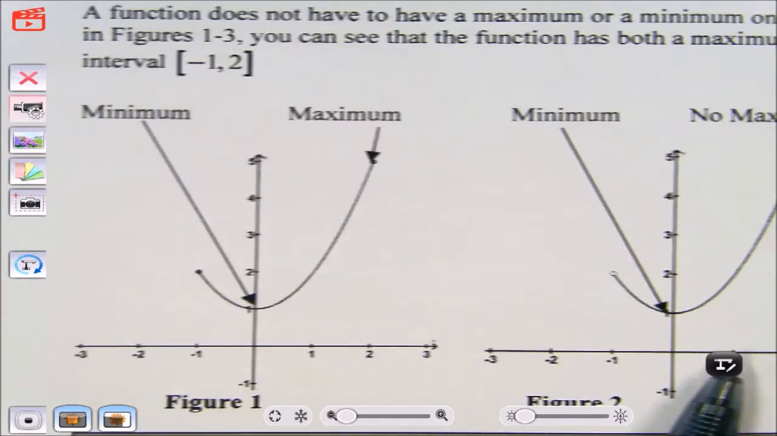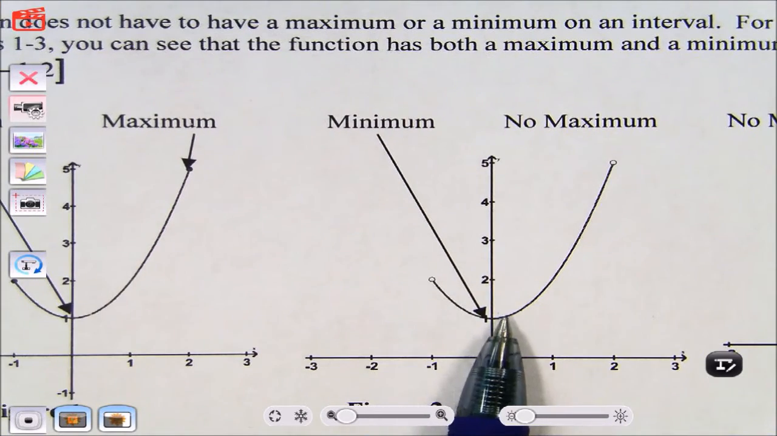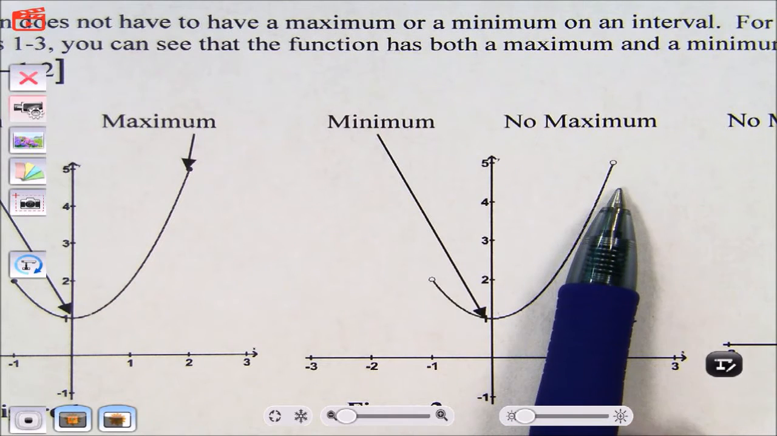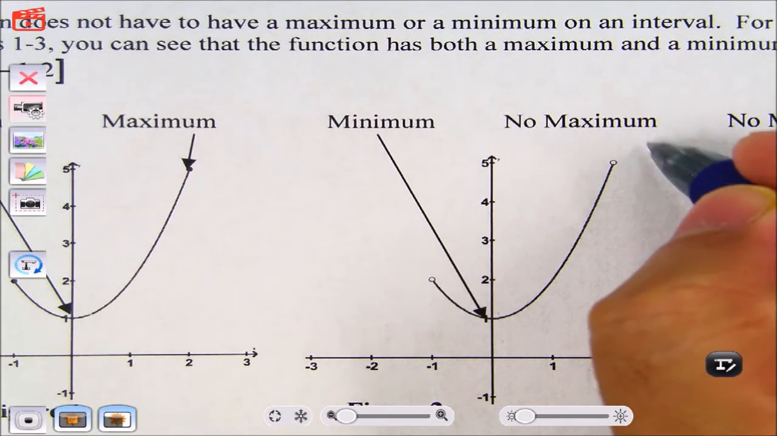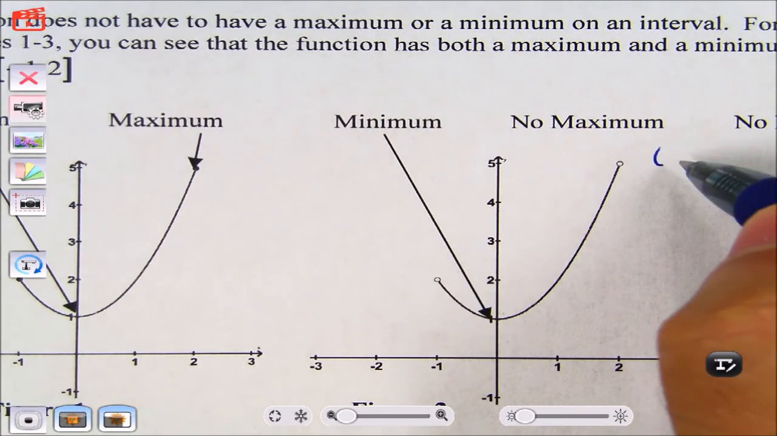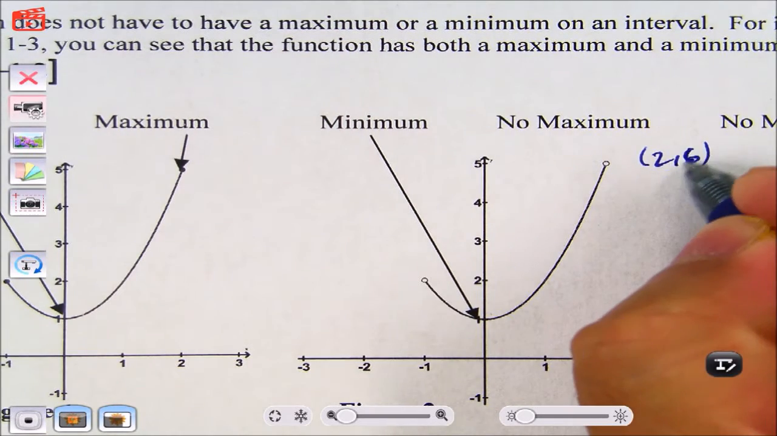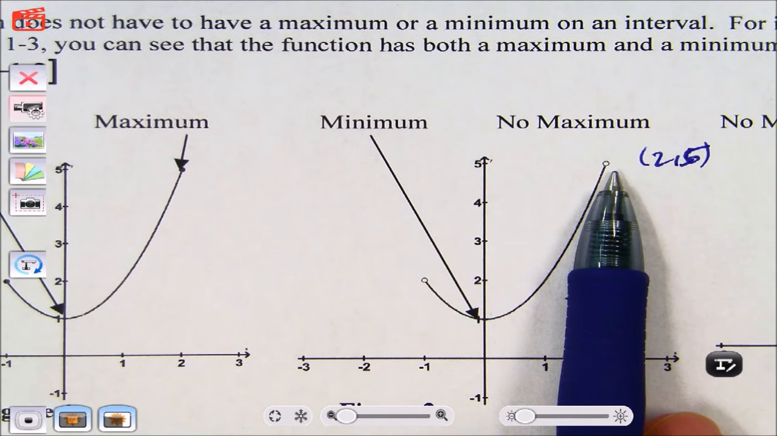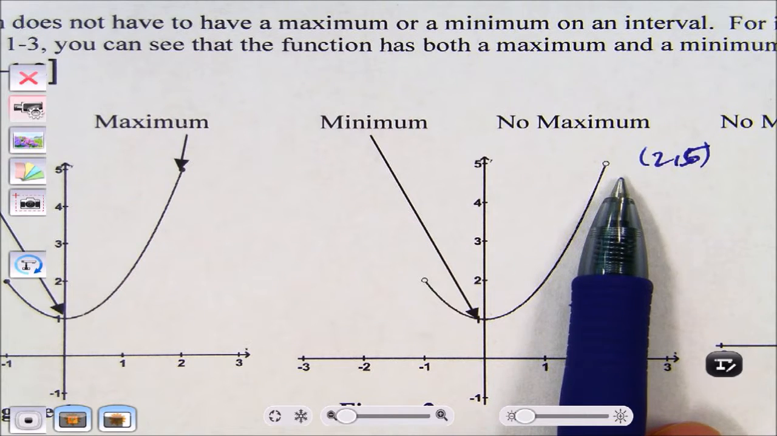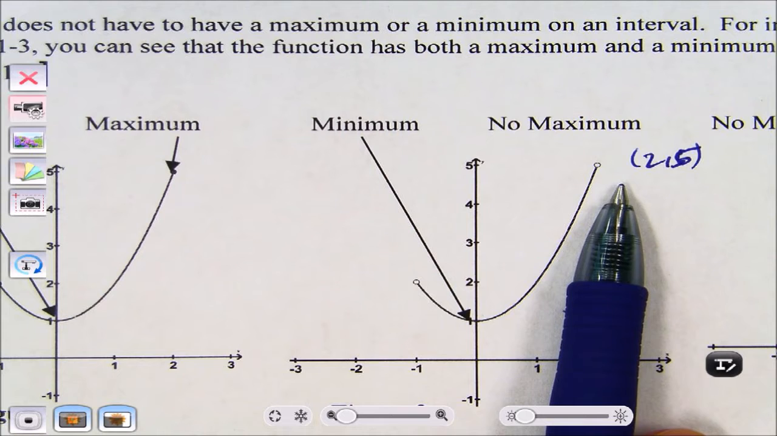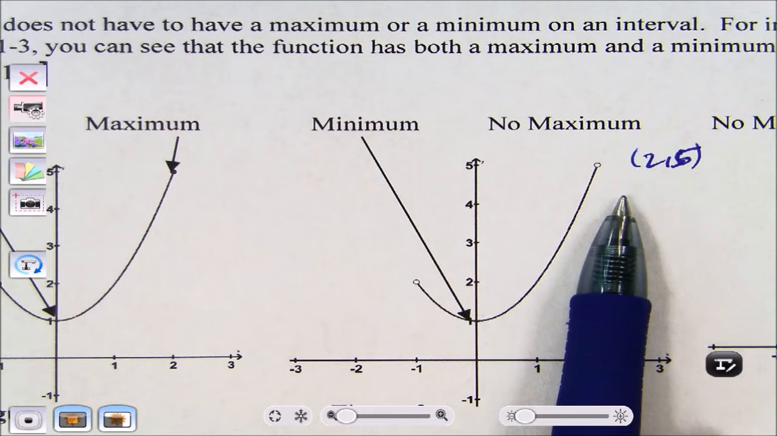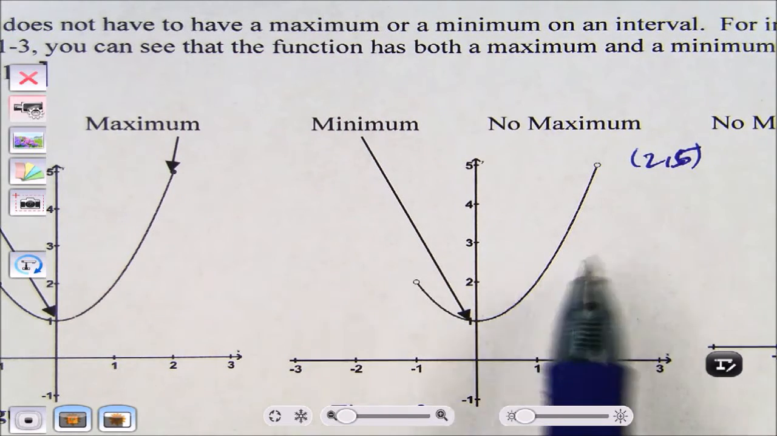But look at this one. This has a relative minimum, but what I want you to notice is that this one does not have a maximum because of the open circle at the end. Let's say the open circle is the coordinate 2, 5. There is no maximum. You might argue, isn't 5 the max? Well, it doesn't reach 5. You could say, what's 4.9? There's one higher than that, 4.99, and one higher than that, 4.999. So you don't actually reach a maximum. This has no maximum value.